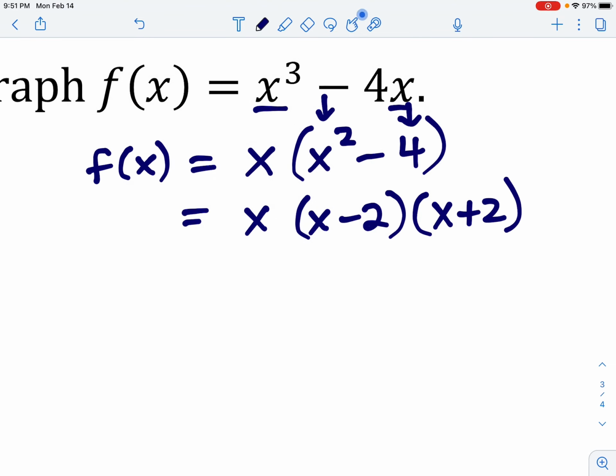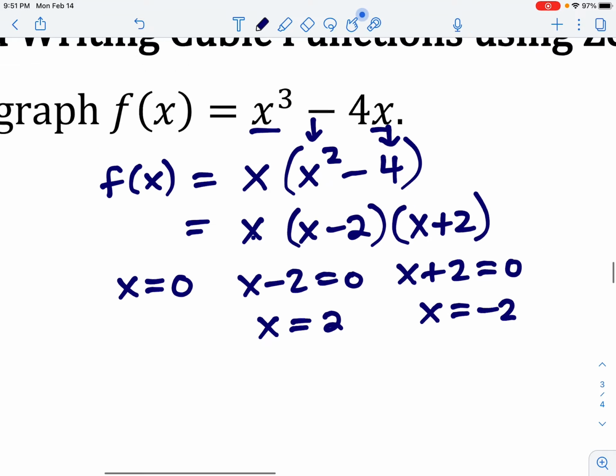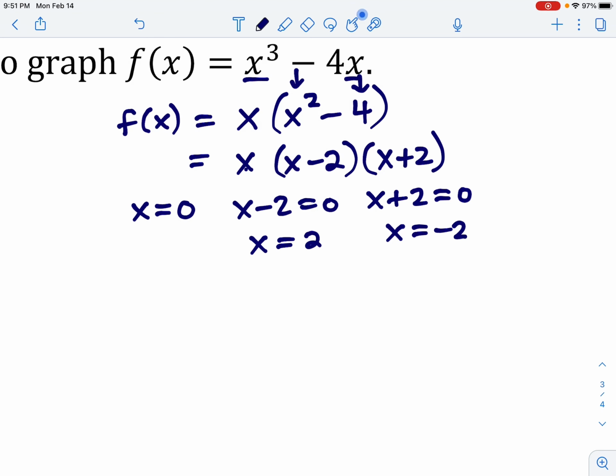So now I have 3 factors. This one is a variable, so I can set this equal to 0, x minus 2 equal to 0, and x plus 2 equal to 0. That's x equals 0, this is x equals 2, and this is x equals -2. Now I have my 3 roots. Now that I have those, I can graph them on the graph. This one's going to be (0, 0), this one's going to be (2, 0), and this one's going to be (-2, 0).